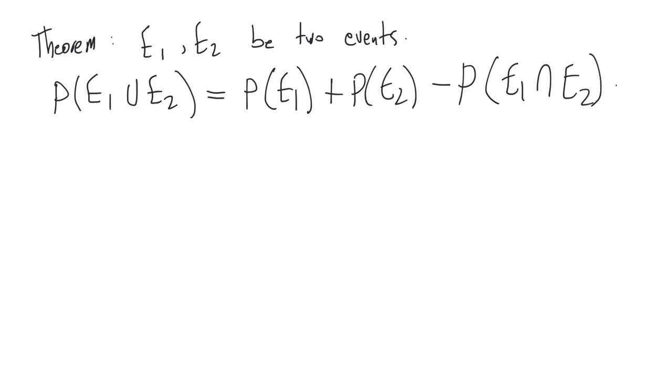So first let's see what this means. These are events, so these are subsets of the sample space. This here is the union of the two events, which is again another event. E1 intersection E2 is again another event. So therefore we can compute these probabilities. And I want you to think about this picture that we had before of the cardinality of the union.